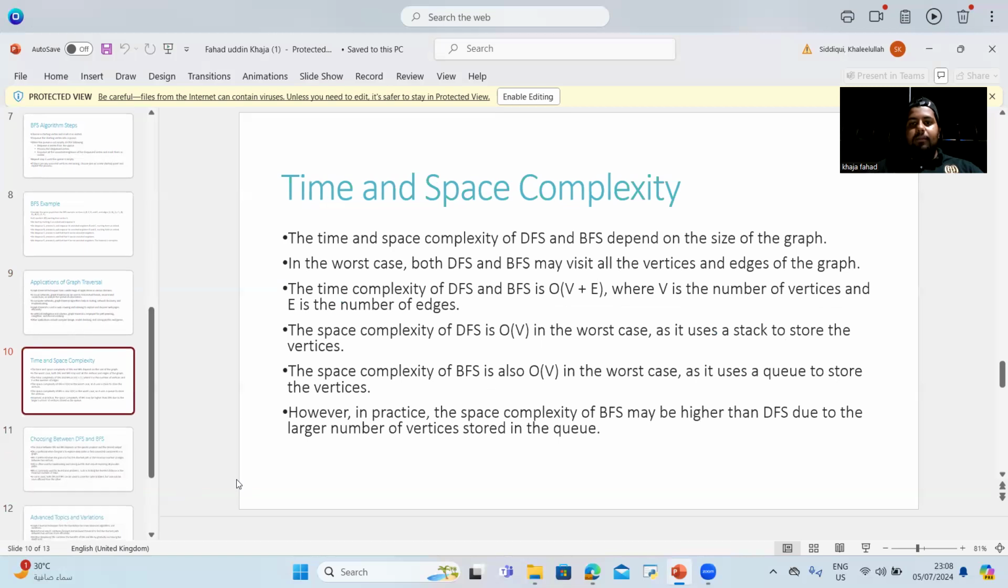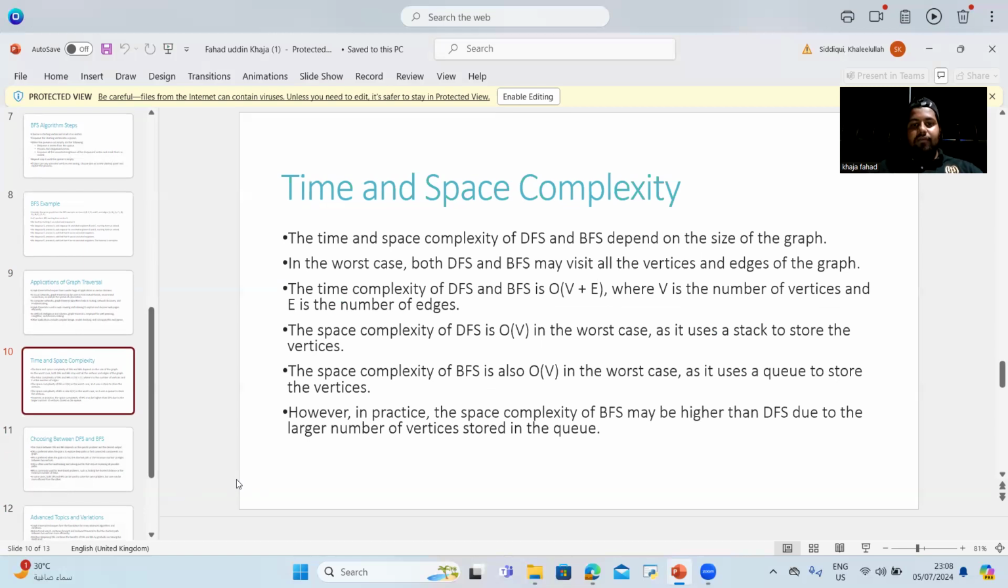Time and space complexity. The time and space complexity of DFS and BFS depends on the size of the graph. In the worst case, both DFS and BFS may visit all the vertices and edges of the graph. The time complexity of DFS and BFS is O(V + E), where V is the number of vertices and E is the number of edges.